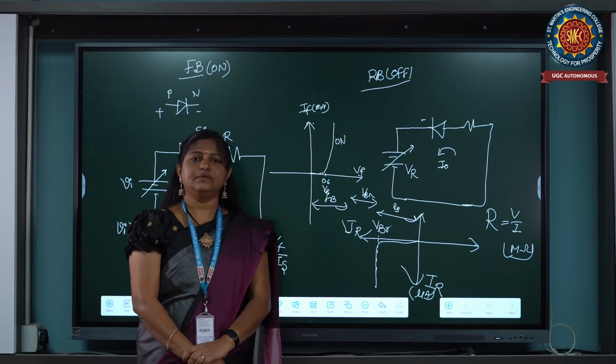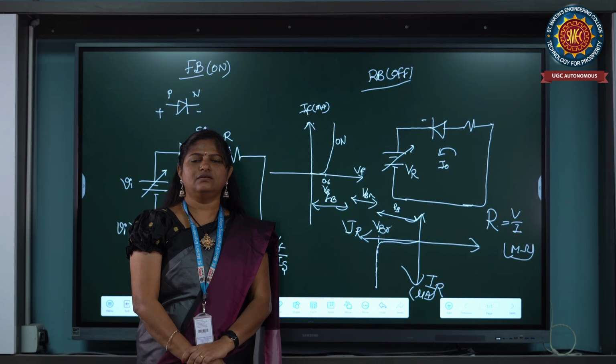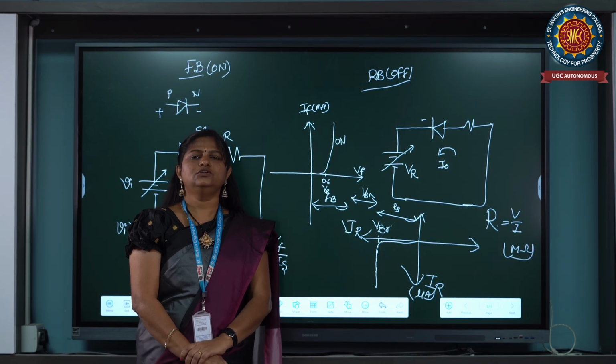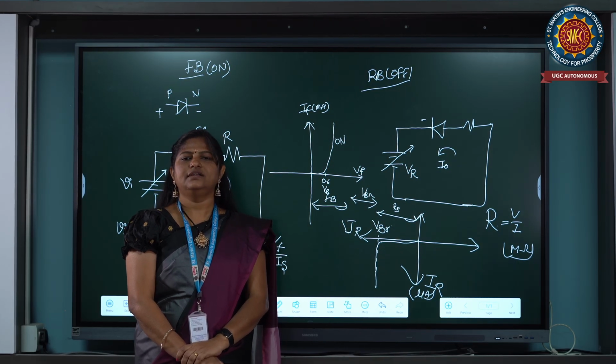So like that, we use diodes in clippers, clampers, electrical switches, rectifiers, lasers and LEDs, and light emission. Also in voltage protection circuits, we use them to protect any circuit from higher voltages or surge voltages. There also we are using diodes.